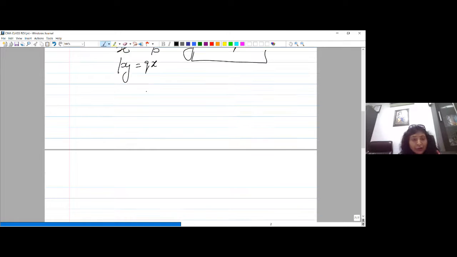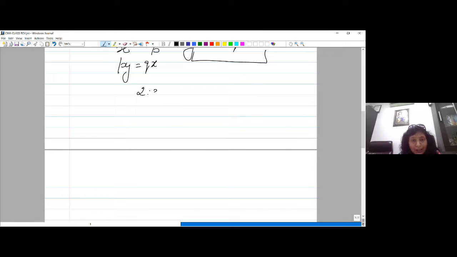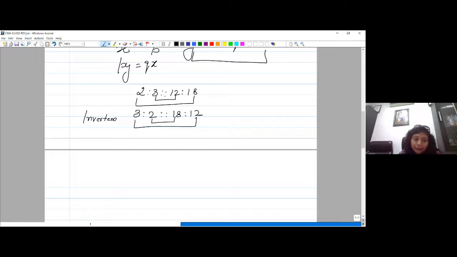Suppose we have been given two ratios, that is 2 is to 3 in proportion to 12 is to 18. So just take it out, 12 3s are 36, 18 2s are 36. Now invertendo says if we inverse both the ratios, that means 3 is to 2 is also in proportion to 18 is to 12. Again see, 18 2s are 36, 12 3s are 36. This is invertendo. And what does alternando say?